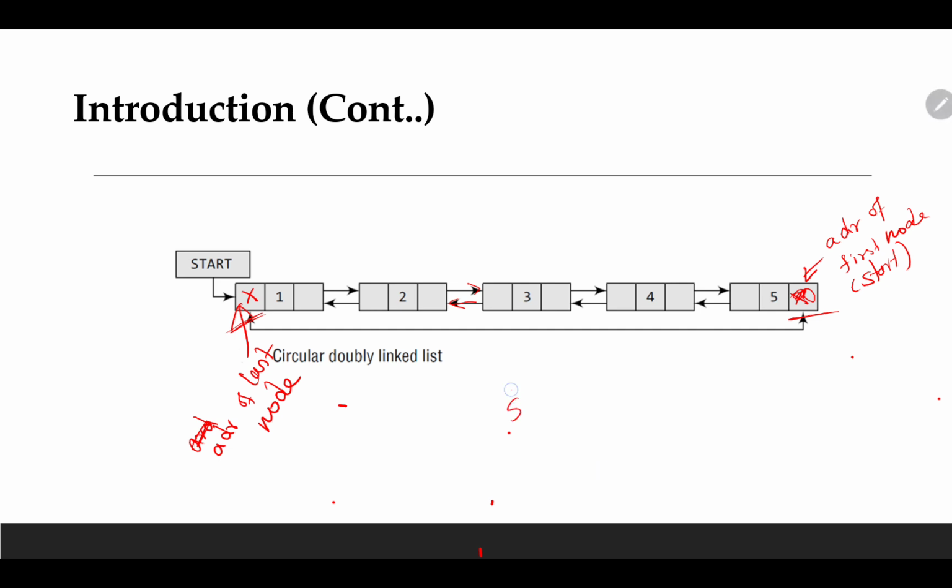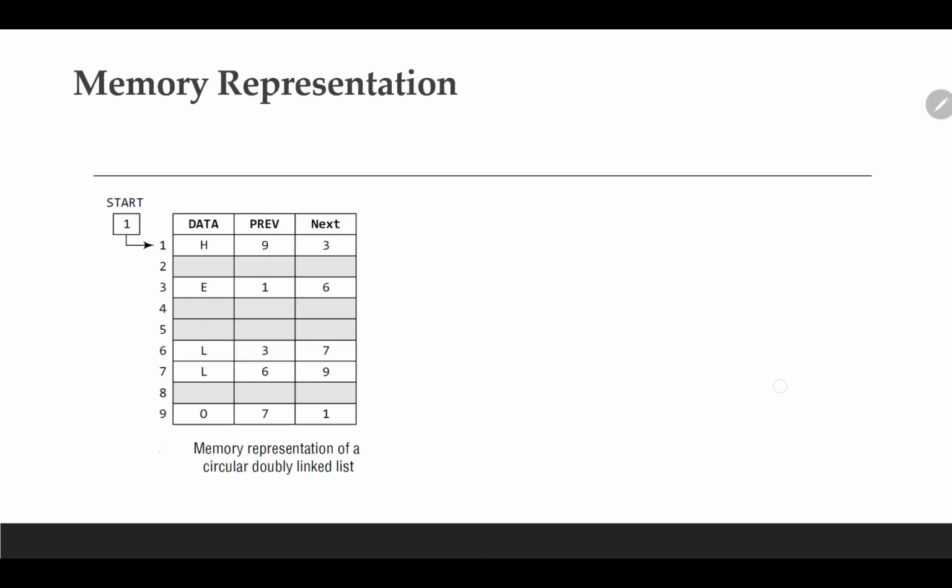So this is the sample structure of the circular doubly linked list. You can see the last node doesn't have a null. It has the address of the first node, and the first node has the address of the last node. Next we will see the memory representation. Here for the memory representation also we are using three columns: data, previous and next.